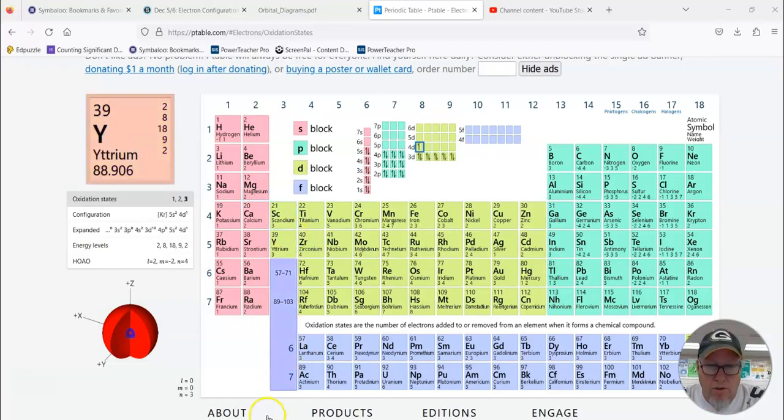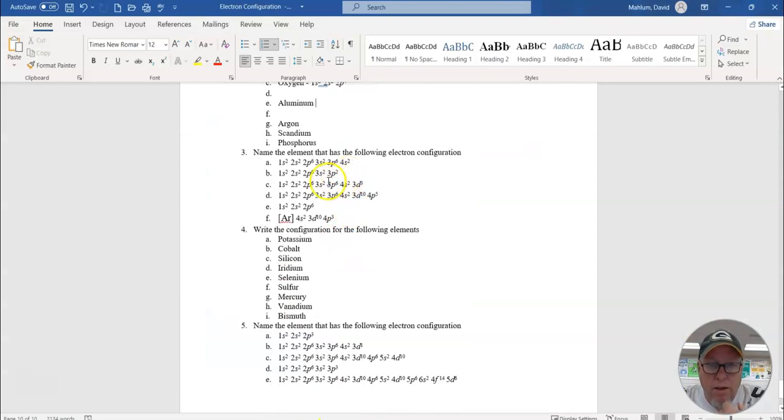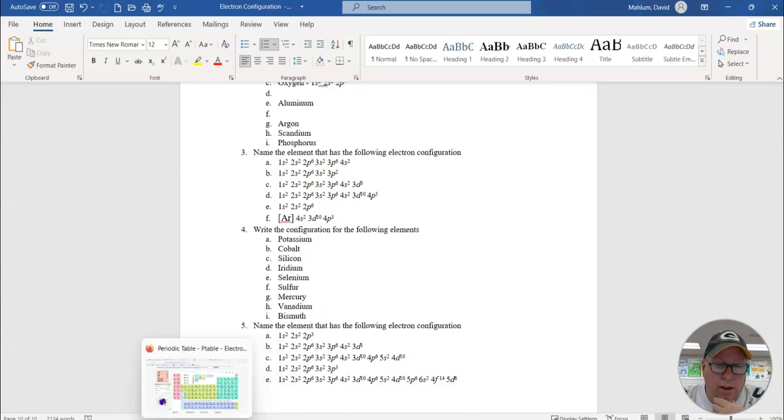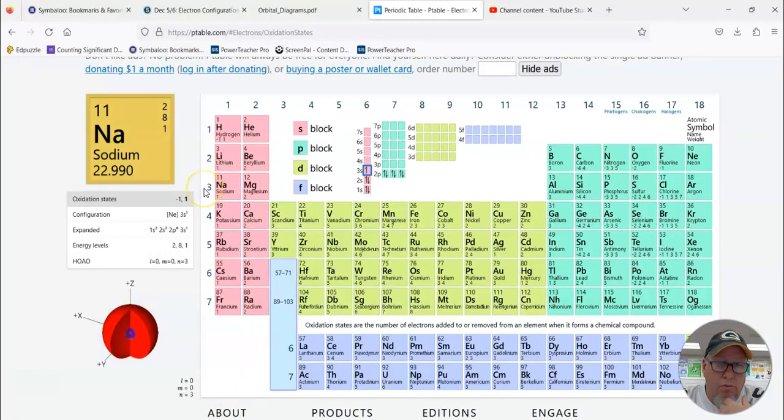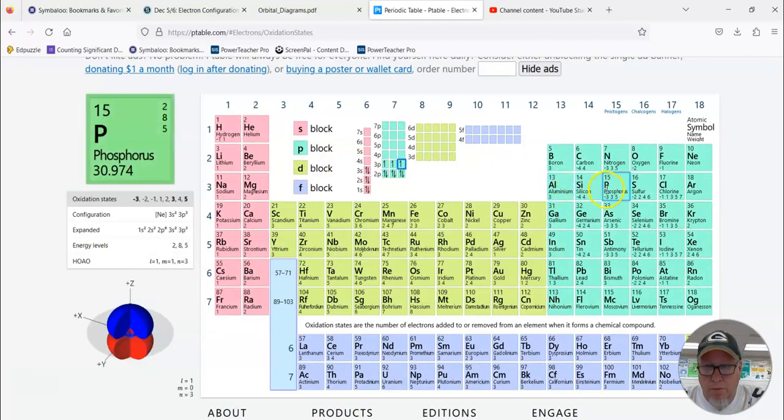So again, looking at your homework assignment, if I have to identify some of these down here, like in question number 3, I need to find a 3p2. So if I'm trying to find a 3p2, I'm going to be in the third row. I have to get to the p block, which is over here. So this is 3p1, and the next one is 3p2. And then 3p3, 3p4, 3p5, 3p6. But 3p2 is right there. That's silicon.